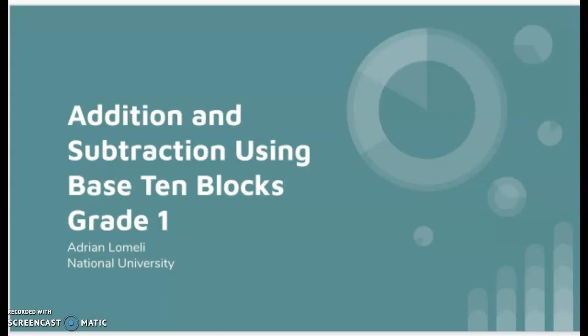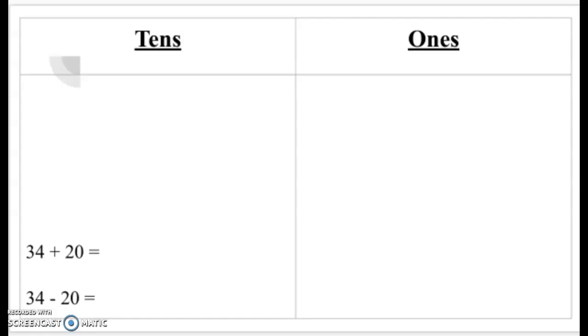Today we're going to be learning about addition and subtraction using base 10 blocks for first grade. So as you can see here, this is the tens column and this is the ones column. And we're going to be solving for 34 plus 20 and 34 minus 20.